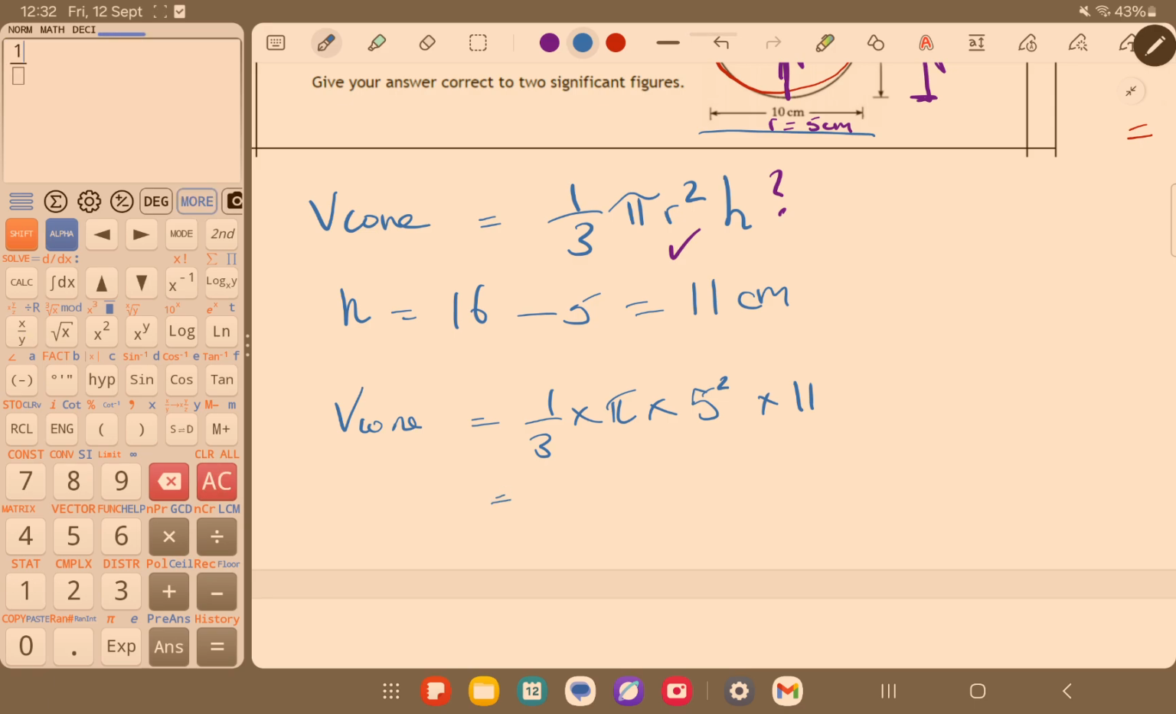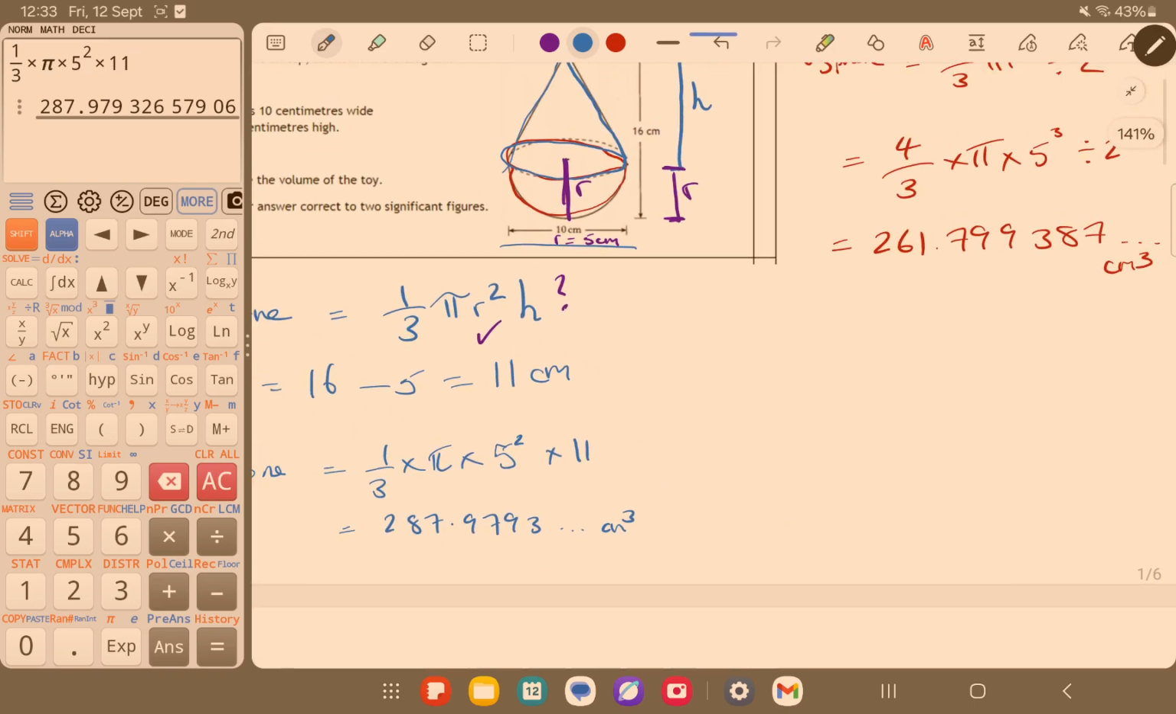So 1/3 times pi times the radius squared, so 5 squared, times 11. And it's going to be 287.9793 centimeters cubed.